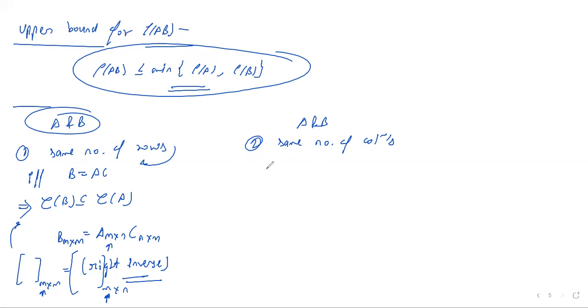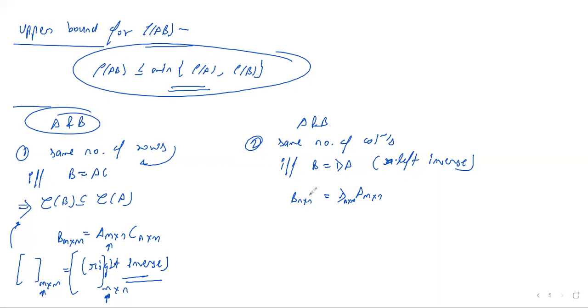Similarly here, if we have the same number of columns, if and only if B is equal to DA, this is the left inverse. As they have the same number of columns, A would be of m cross n, and the corresponding B will be of n cross m, and DA will be of n cross n.